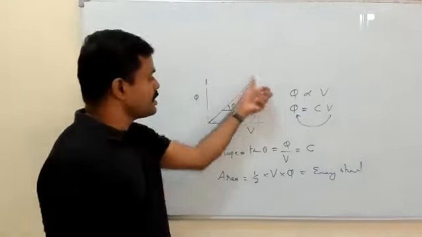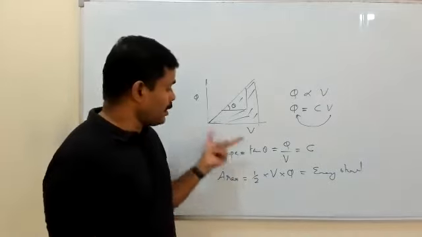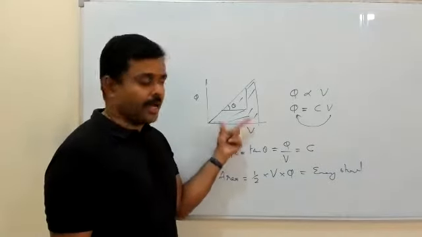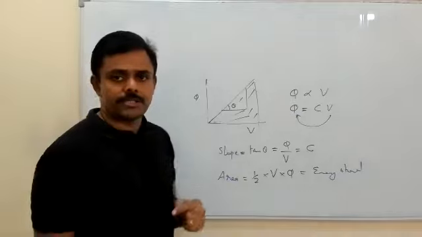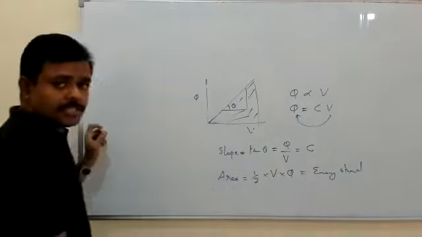Then the area under the graph is that of a triangle. For a triangle, the area is half into base into height. Base is V, height is Q. So half into V into Q. Half QV is energy stored.